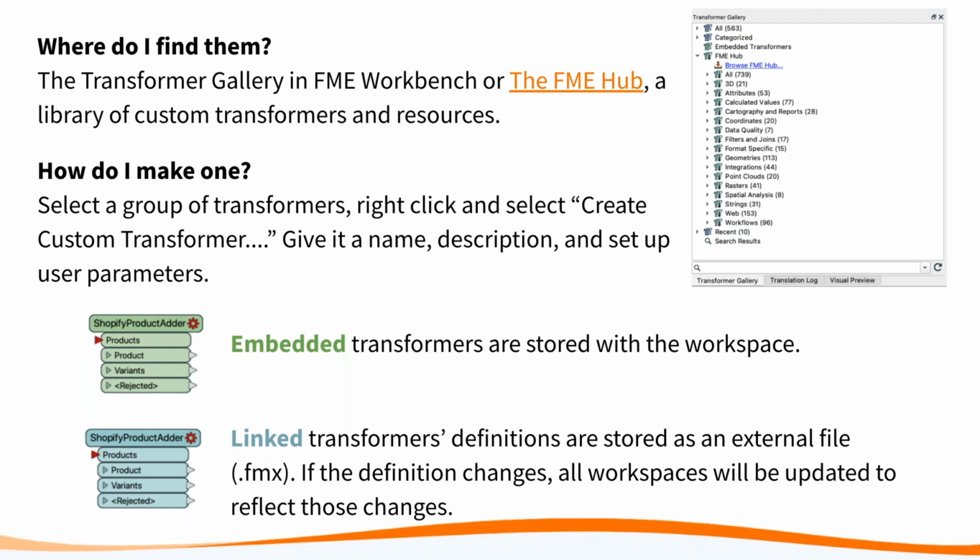You just select the transformers to include and right-click to start that wizard. And there's two major types of custom transformers to be aware of. Embedded saves the transformers within the workspace in a tab. But if you save it as linked, its definition is saved to an external file. So if that file is updated or changed, every workspace that contains the custom transformer will reflect those updates.